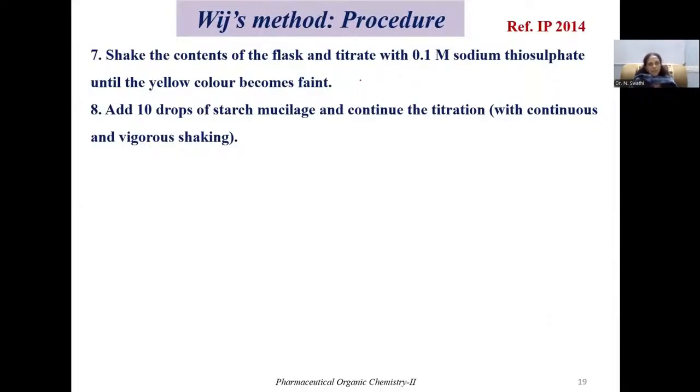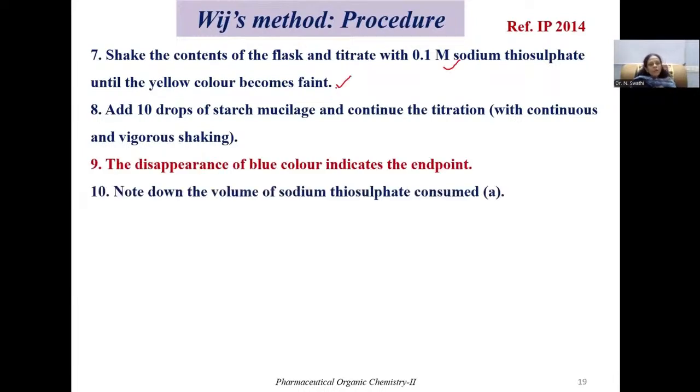Whenever these iodine and sodium thiosulfate titrations are involved, we don't add starch indicator initially. Once the yellow color of the solution becomes faint, then add either 0.5 ml or 10 drops of starch mucilage and continue the titration with 0.1 molar sodium thiosulfate solution till we get the end point. Disappearance of blue color indicates the end point of the titration.